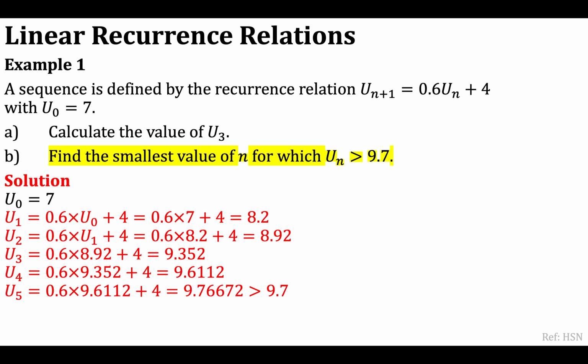What I'm looking for here is the smallest value of n for which the term was greater than 9.7. Now n is equal to 5, because the term which was greater than 9.7 was u_5. So n is equal to 5, and that is our final answer here.